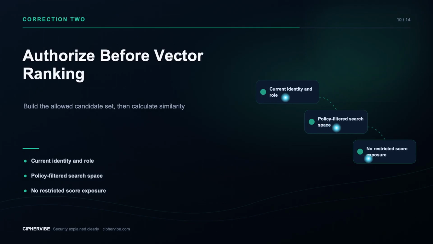At query time, authenticate the current identity and evaluate access before similarity ranking. Search only the allowed candidate set. Post-retrieval filtering is weaker because restricted chunks and their scores have already crossed the boundary. Cache keys must include tenant, identity scope, policy version, and classification.